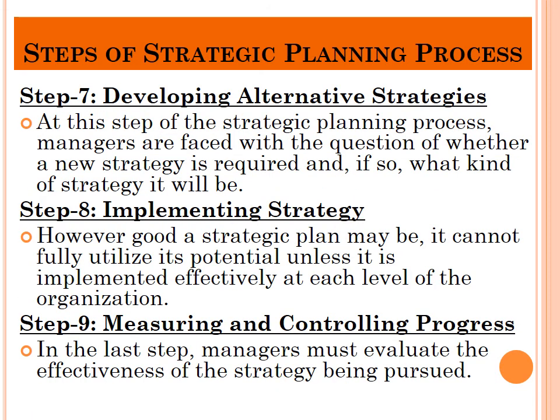The seventh step in the strategic planning process is developing alternative strategies. At this step, managers are faced with the question of whether a new strategy is required, and if so, what kind of strategy it will be. Now the managers have to decide what kind of strategy is required. It will be a new strategy or it will be the existing strategy. This is the decision of managers.